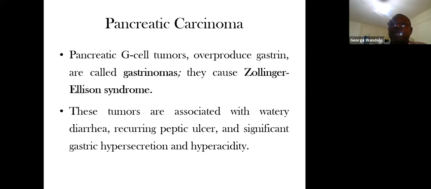Pancreatic G cell tumors overproduce gastrin and are called gastrinomas. They cause Zollinger-Ellison syndrome. So Zollinger-Ellison syndrome is not really a disease of the pancreas, but a consequence of gastrinomas. These tumors are associated with watery diarrhea, recurring peptic ulceration, and significant gastric hypersecretion or hyperacidity. So a majority of patients who have gastrinomas may have features of peptic ulceration.